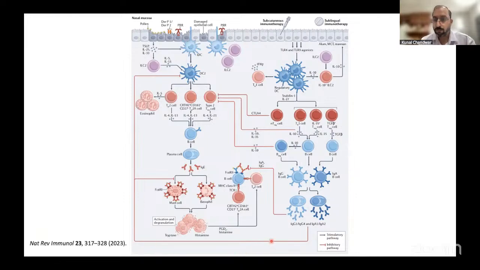The patient has come to an allergist and the allergist has identified that this is the most likely allergen that is causing his problem. So what the allergist will do, he will explain to the patient that you probably need immunotherapy and he will start the patient on immunotherapy. So what happens when you start them?